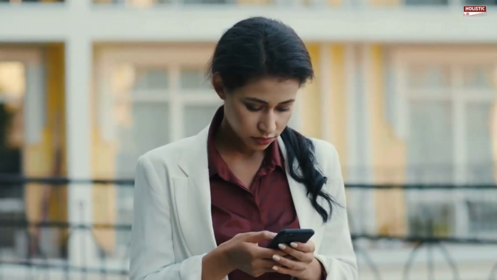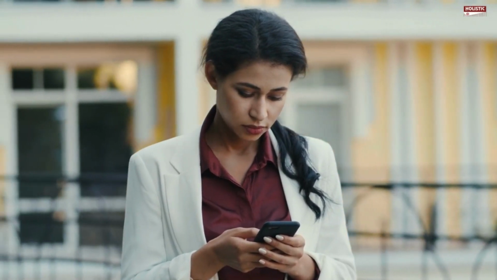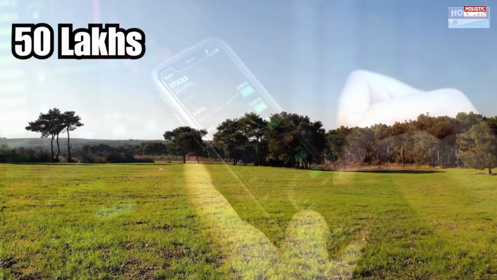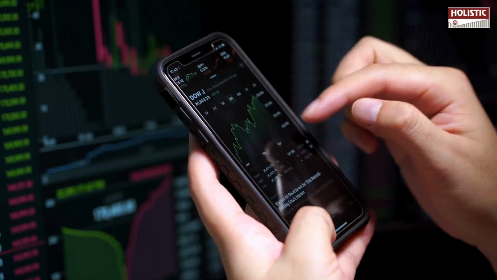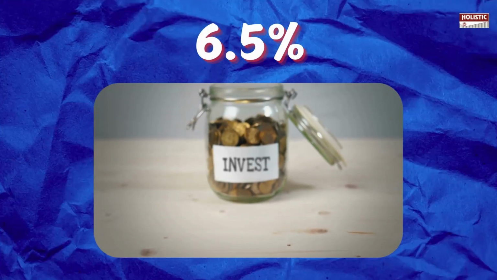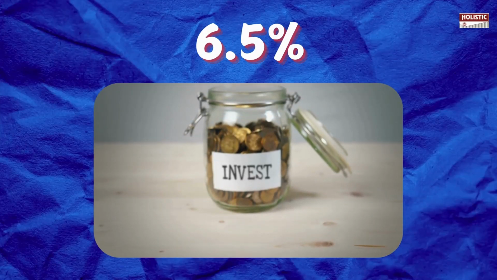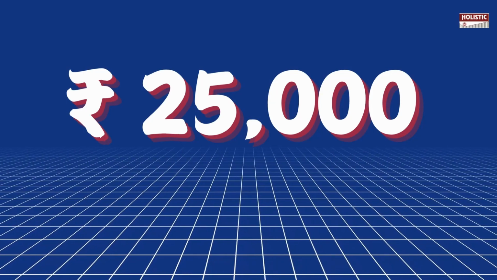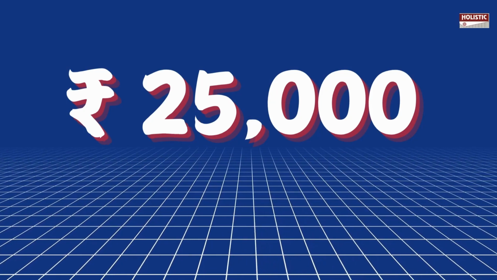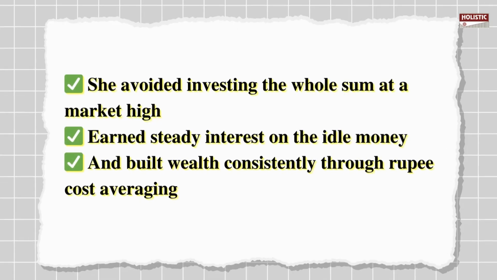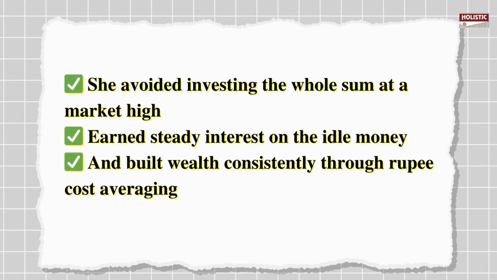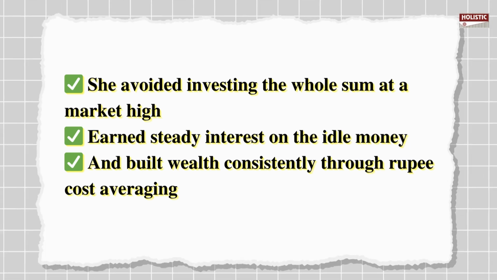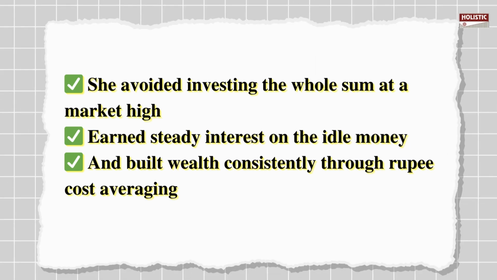So let's take the example of Ramya, a 35-year-old investor. She sold a piece of land and received 50 lakhs. Instead of putting it directly into an equity fund, she first invested it in a liquid fund earning 6.5% annually. Then she started a weekly STP of 25,000 rupees into her preferred equity fund. So the result, she avoided investing the whole sum at a market high, earned steady interest on the idle money, and built wealth consistently through rupee cost averaging.